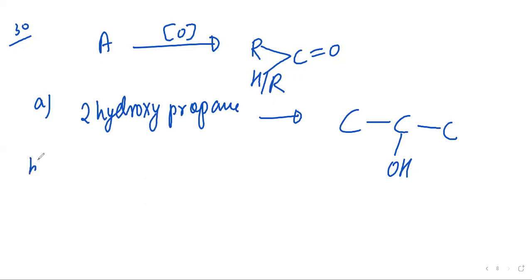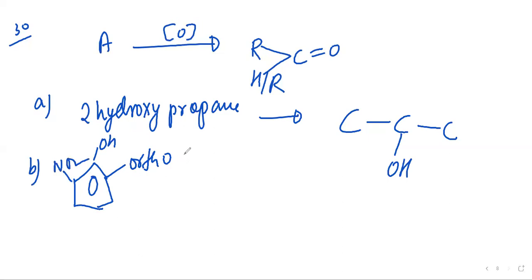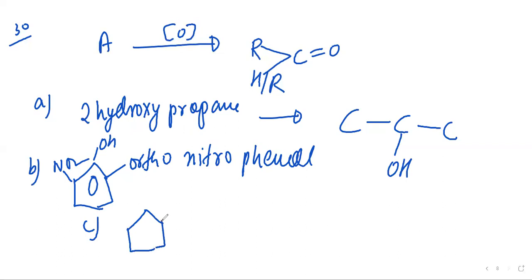And option B is ortho-nitrophenol. Draw the structure. This is your phenol OH. This group is called ortho. So here attached is NO2. At ortho it is NO2. So the name of the compound is given as ortho-nitrophenol. And option C is phenol. Phenol is nothing but an OH group attached to this benzene. This is your phenol.